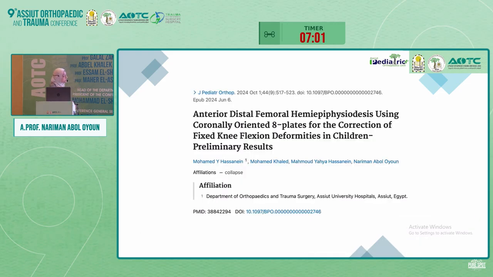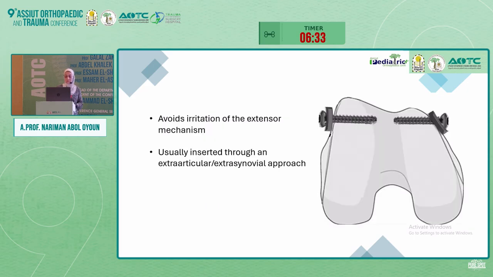I'd like to present a mechanism that we actually published, by inserting the 8 plates, but in the coronal plane. Instead of bringing them from front to back, we bring them in a coronal plane, and this publication is mainly the work of our colleague Mohammed Yahya Hassanin. He is a consultant of pediatric orthopedics at our institution, currently in Canada, and Professor Mohammed Khalid and myself.